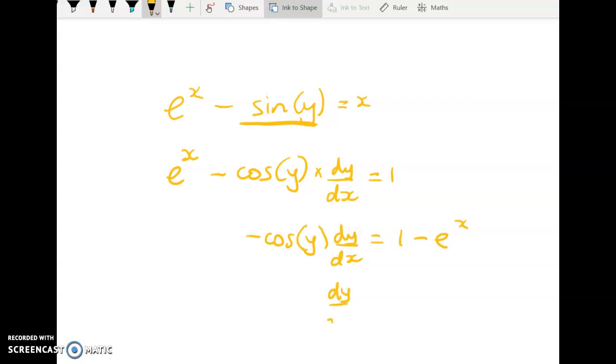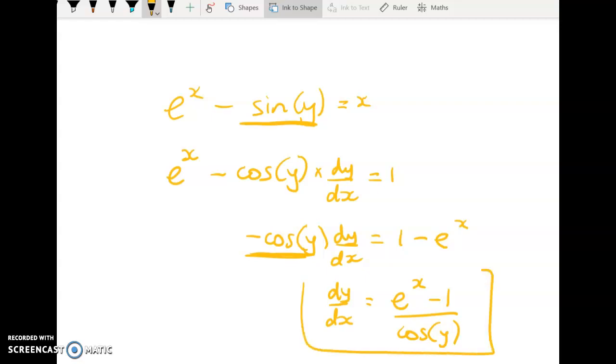So dy by dx will equal, I'm going to divide through by negative cos y, so I can go, hopefully by now you guys can all do that quickly. So there's the third one done. Right, now the last one is going to take a couple of minutes.